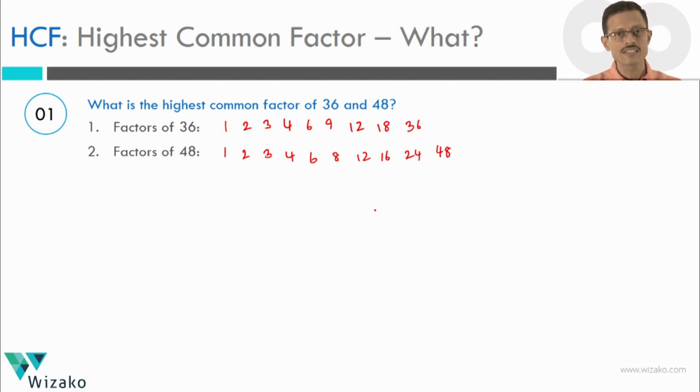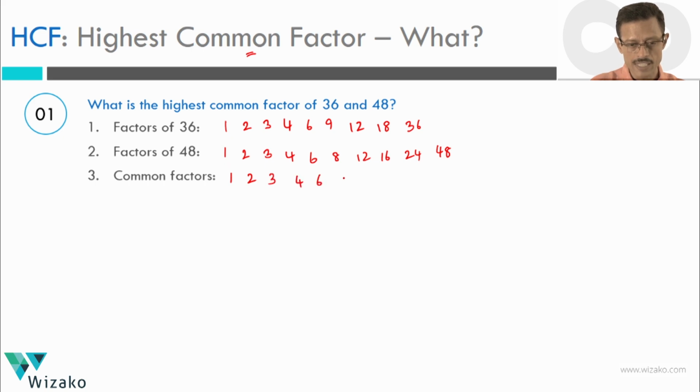The next step, let's list down common factors because we're trying to find out common factors for both these numbers. Common factors of both these numbers: 1, 2, 3, 4, 6, and 12. The largest such common factor, the highest common factor, is 12.